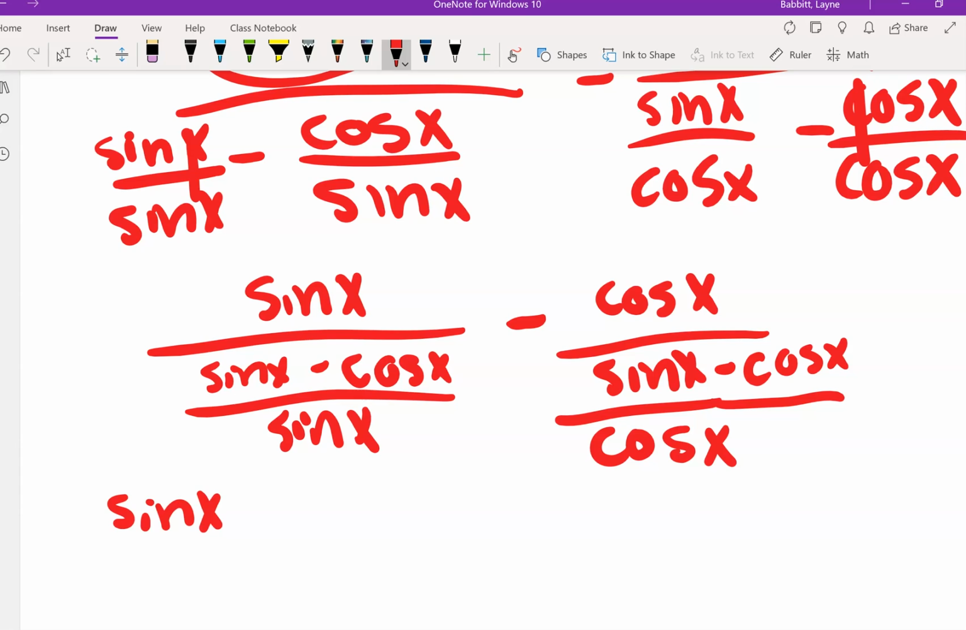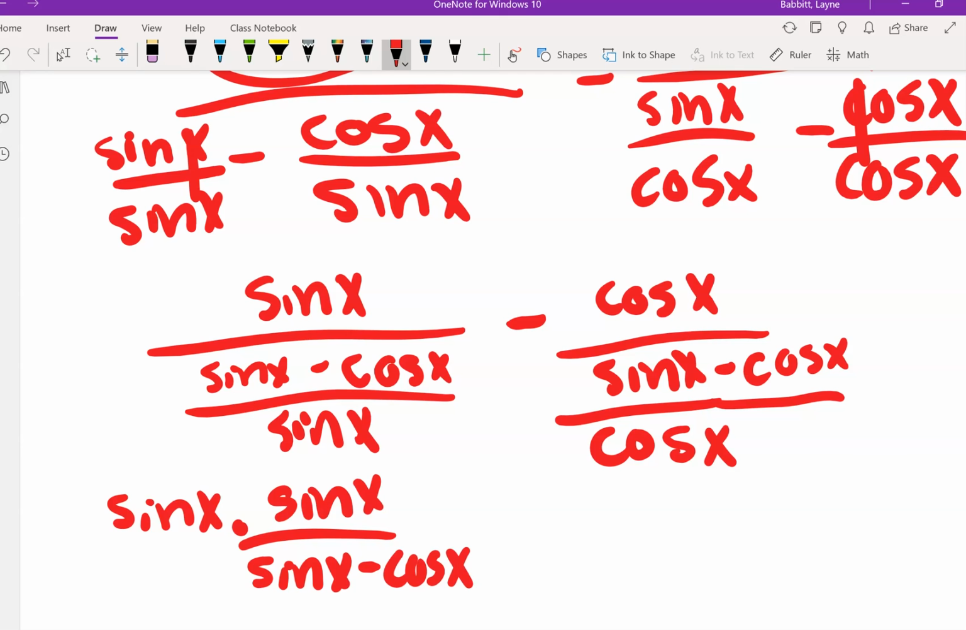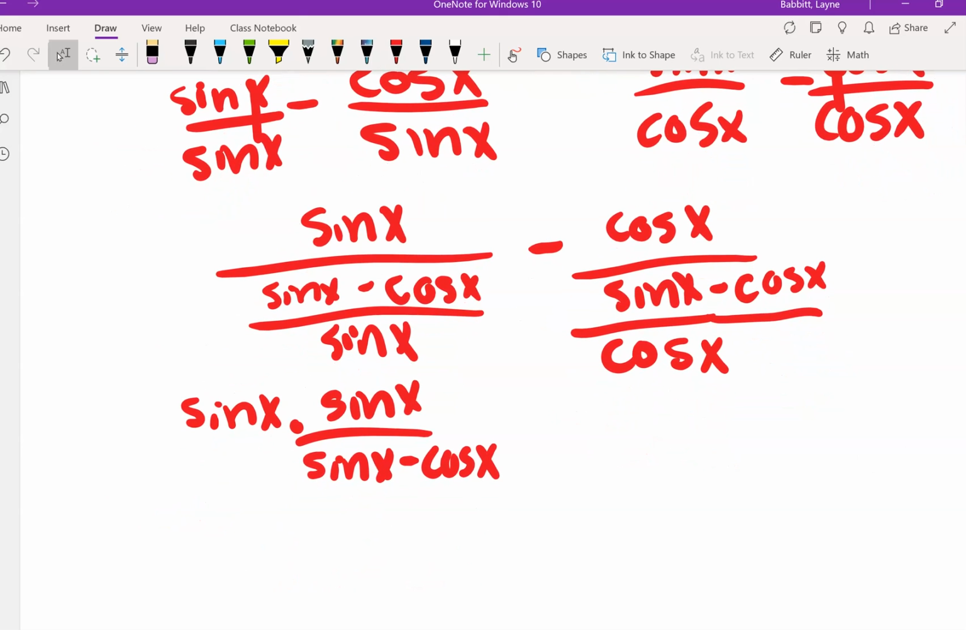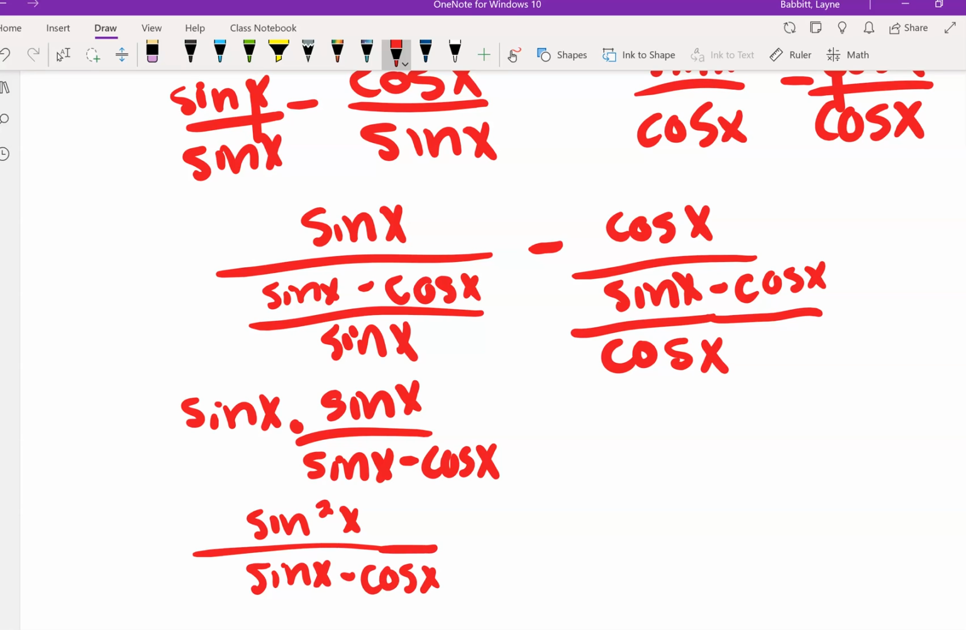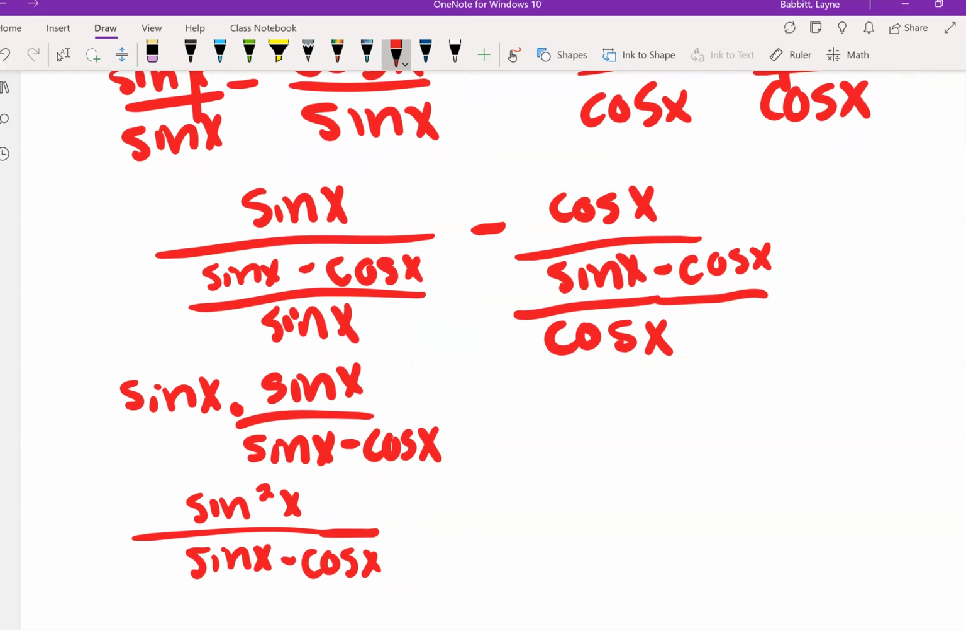When you divide fractions, remember it's the same as flipping the second fraction and multiplying. So I'm going to flip this fraction. So sine x is going to be on top, and then sine x minus cosine x is on bottom. And then when I simplify that, that's just going to be sine squared x over sine x minus cosine x. Okay, so finally that fraction's as simplified as I can get it.